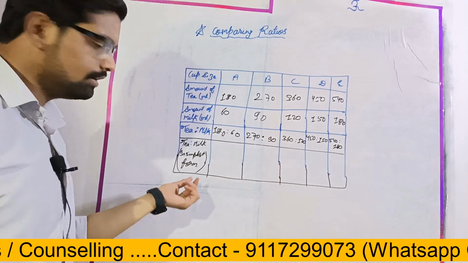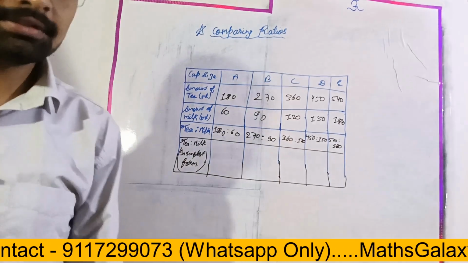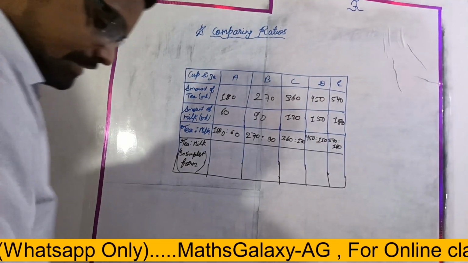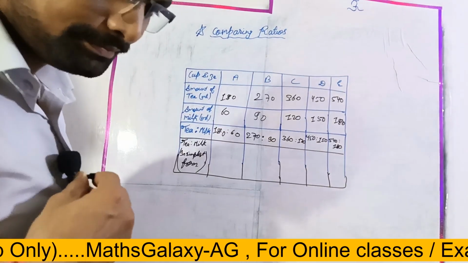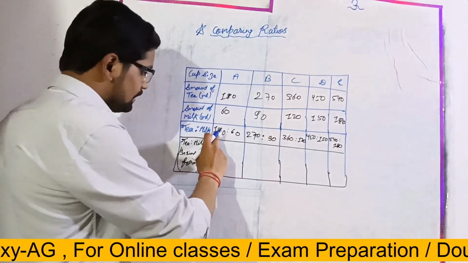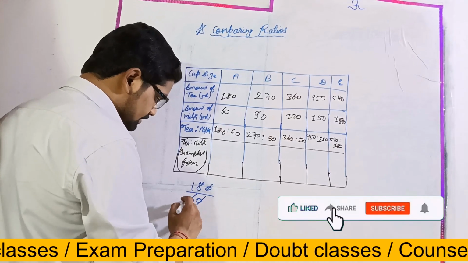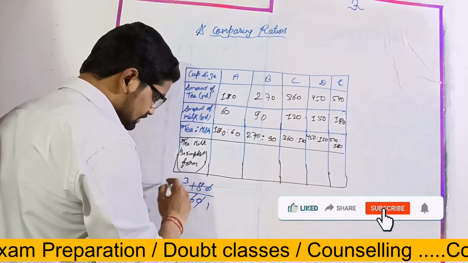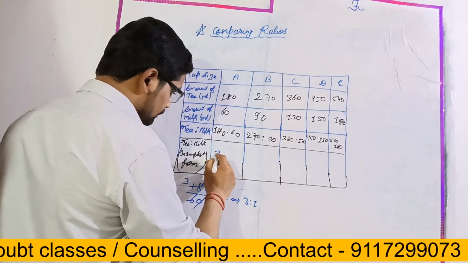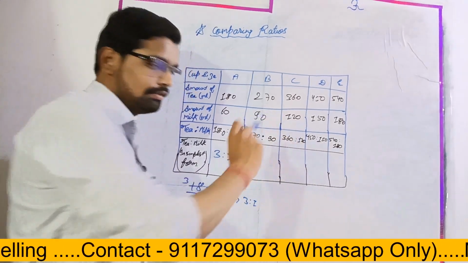Now can you find the simplest form for these ratios? Just try it. Just try for each one. Yes, so it will be 3:1. For the first one, 180 divided by 60, 0 0 cancel, 6 1 is 6, 6 3 is 18. So it will be 3/1, which means we can say 3:1. Similarly, just find for all.